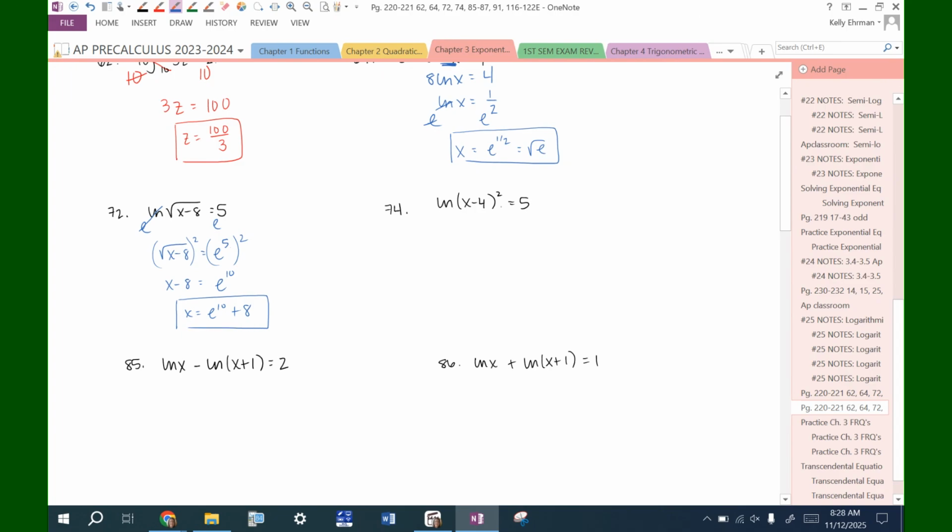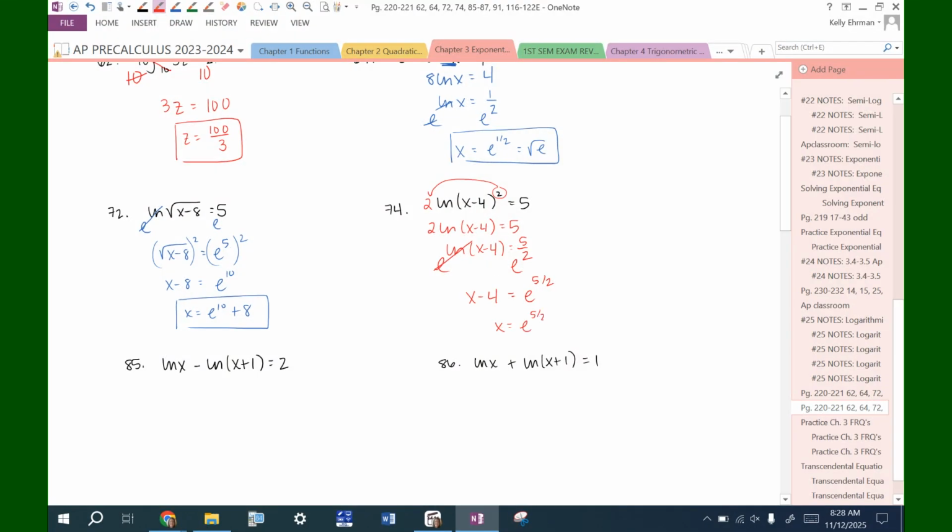All right, this next one. Now, there are 2 ways to go about this one. You could take this exponent and put it out in front here. So we have 2 ln x minus 4 equals 5. And then I can divide by 2. And then I can base e both sides. So that leaves me with x minus 4 equals e to the 5 over 2. There's an extra mark there, sorry. And then we can add 4.